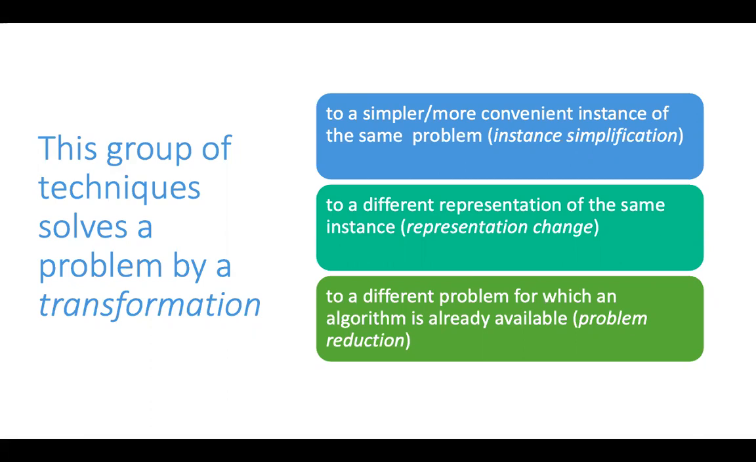Okay, a bigger problem is divided into a smaller problem, and it will be like the main problem itself. Or you can do a different representation of the same instance, or you can represent the same problem in a different way, or convert it to a different problem for which an algorithm is already available. So this is called transform and conquer.